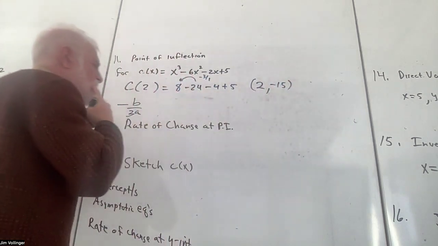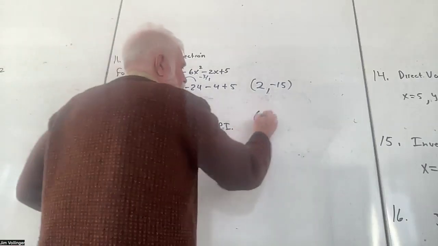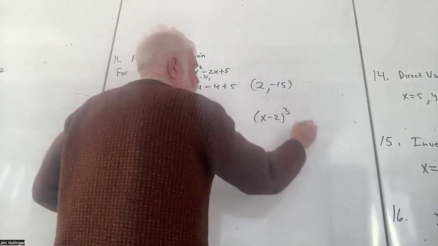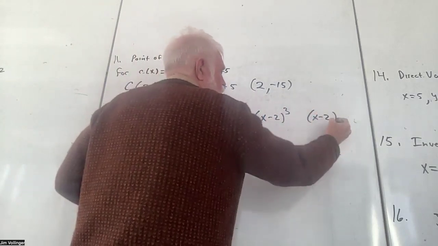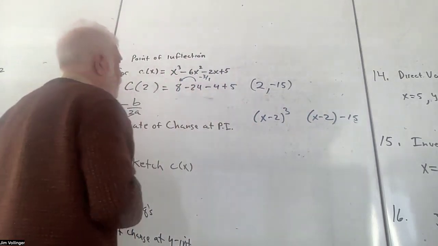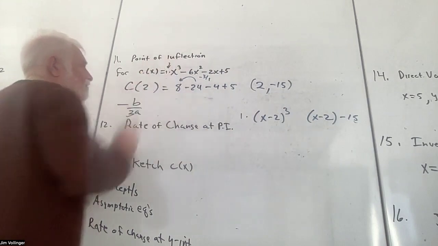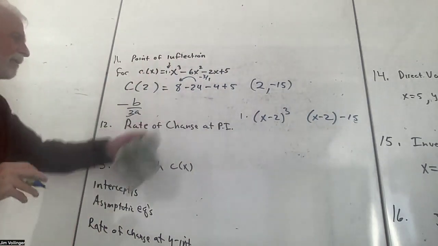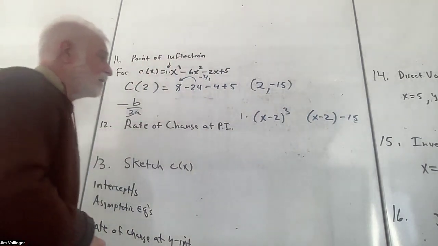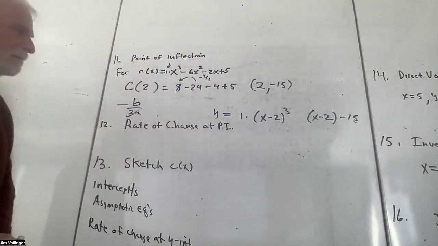That's great. I can almost start to put this in graphing form. X minus 2 cubed, X minus 2 minus 15, and the A term is 1. I don't have to write it, but I will. 1, there it is. The only thing I'm missing is the rate of change at the point of inflection, and then I've got this written in graphing form, which means I'll be able to see what it looks like.